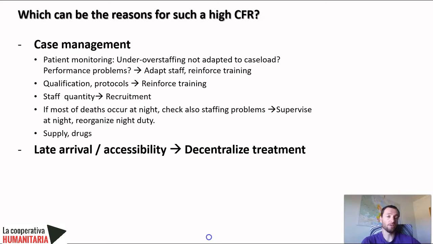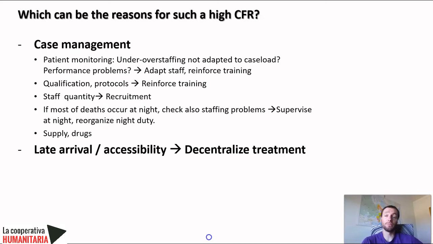During the night, if you have a lot of deaths, you can improve the team or do a lot of checks to assure that everyone is doing properly during the night. Also, check the supply and drugs, that all the drugs are present in the correct place. These are some activities you could perform to improve the case management.